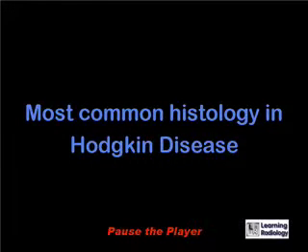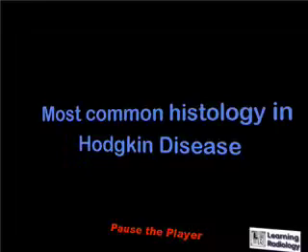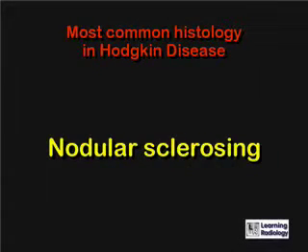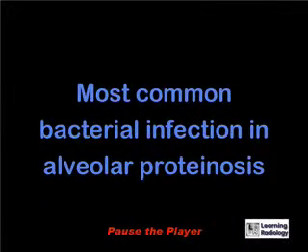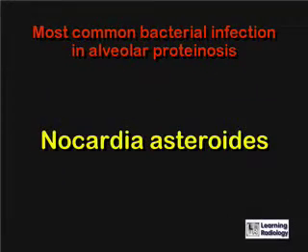What is the most common histology in Hodgkin's disease of the lung and mediastinum? Nodular sclerosing Hodgkin disease. What is the most common bacterial infection to occur in alveolar proteinosis? Nocardia asteroides.